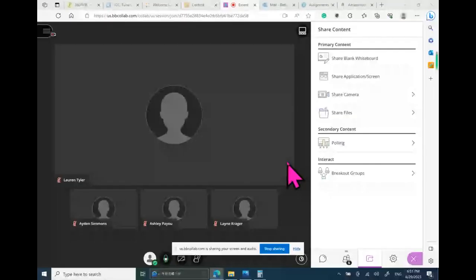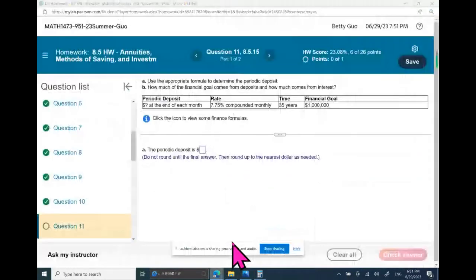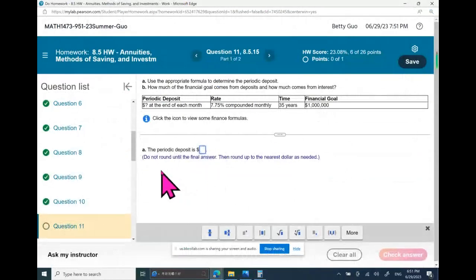I'm going to go back to the system. Waiting for the tunnel. That means I am sharing. Go to here. Yeah, please read the information. Do not round until the final answer, then round up to the nearest dollar.